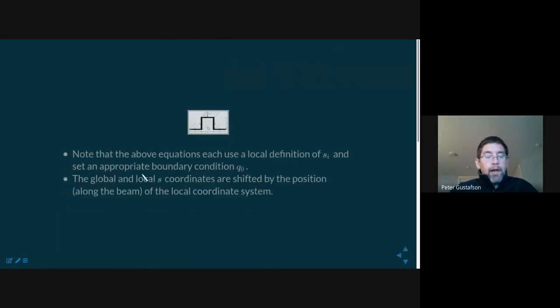Okay, so I'm now picking up the remainder of this calculation. I think I ended with this slide previously. Note that the above equations each use a local S value, so S1, S2, S3, S4, S5, and have an appropriate boundary condition. The global and local S coordinates are shifted by the position along the beam. Okay, so I think that's fairly clear at this point.